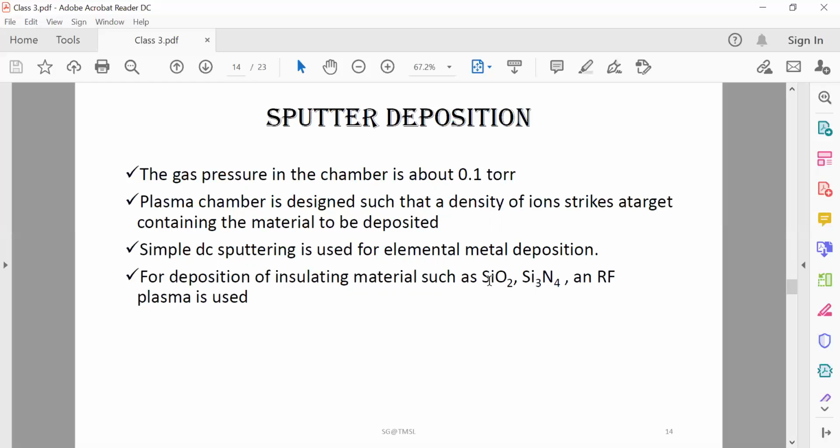So you can attach it to the cathode, but if it is an insulator, then it is very difficult for DC sputtering because you cannot get the negative field at the insulator. Then you have to go for RF energy, radio frequency. So for deposition of insulating material, DC sputtering is not used. Rather, you have to go for the RF sputtering technique.